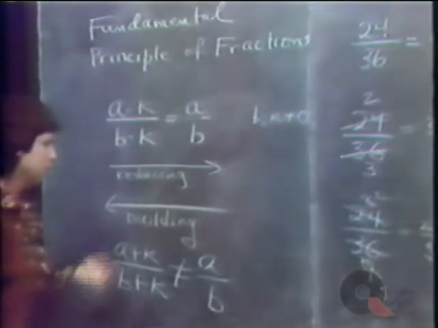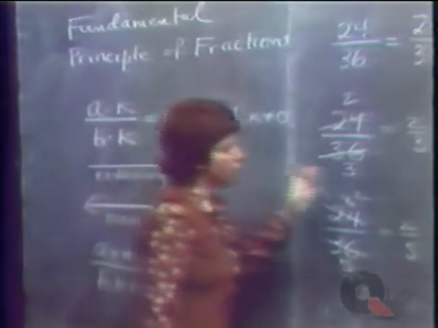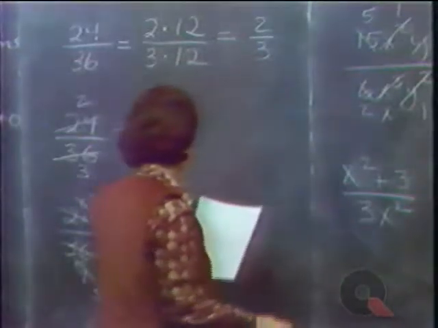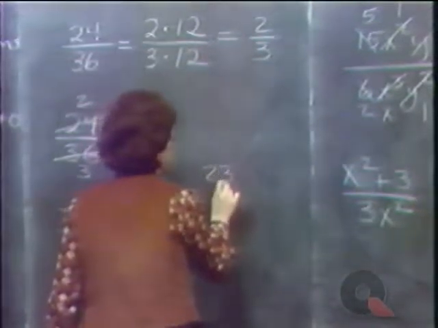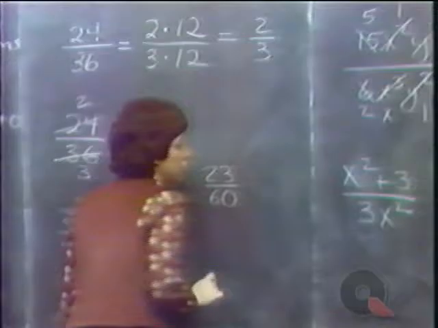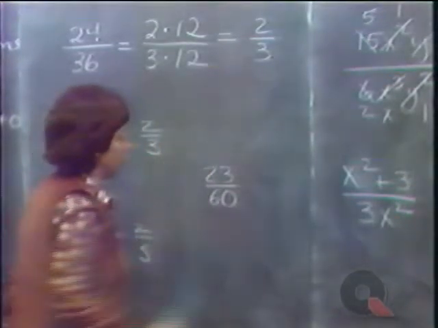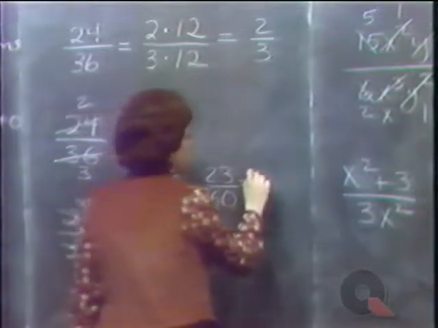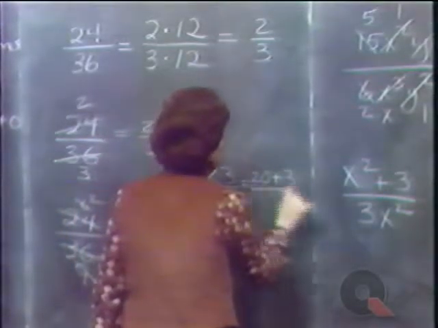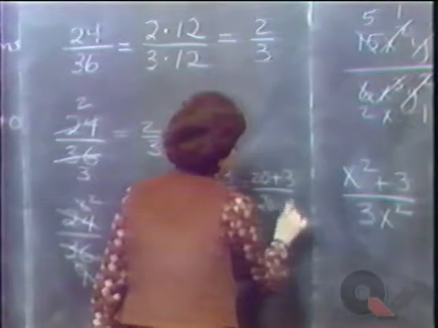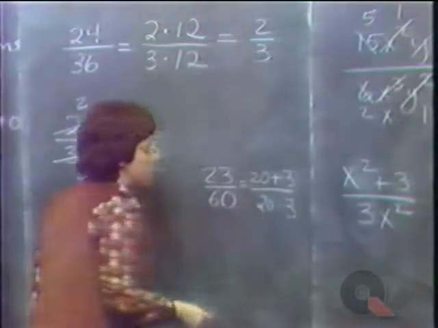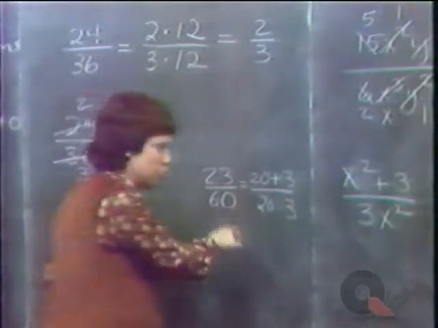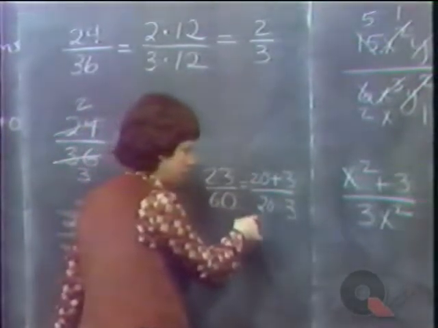Now, somehow, people never want to do this with numbers, but they do want to do it with the variables. For example, if I gave you 23 over 60, and I said, try to reduce this to lowest terms if you can, or is this in lowest terms? I don't think anybody would say that this is, say, well, it's 20 plus 3 over 20 times 3. Everybody knows that. It's 23 over 60. But I don't think anybody here would want to cancel the 20s or the 3s. You understand that you can't do it. Well, you can't do it here.